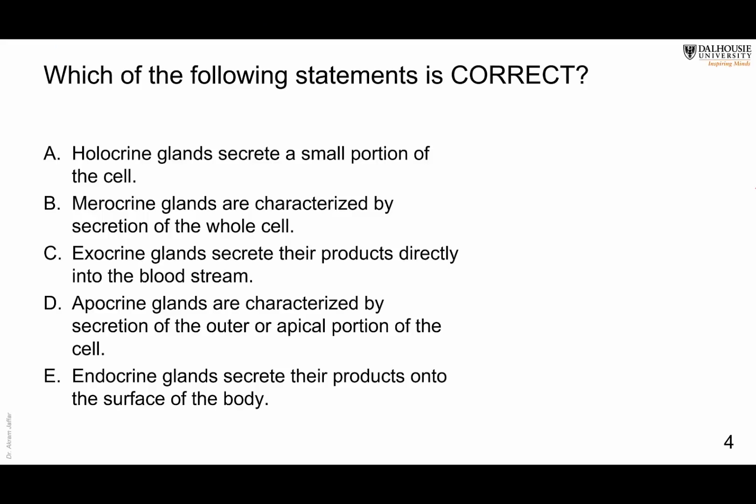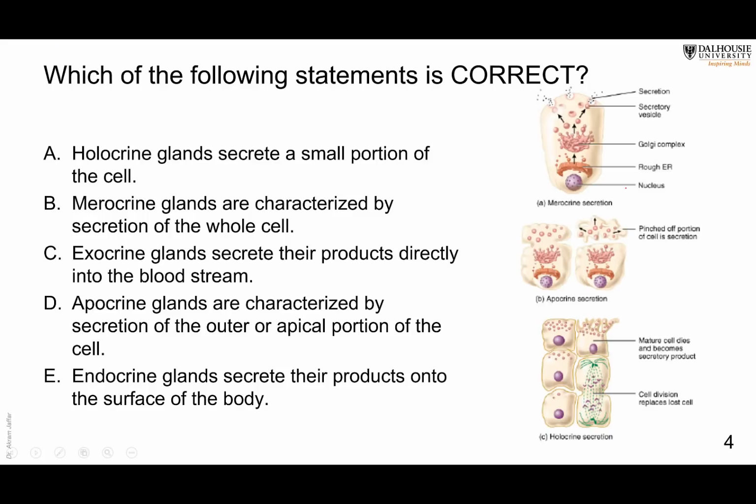Which of the following statements is correct? Holocrine glands secrete a small portion of a cell. Holocrine glands accumulate the secretory products in the cytosol, and then the whole cell, not a small portion of a cell, ruptures to release their product. So this is incorrect. Merocrine glands are characterized by secretion of the whole cell.